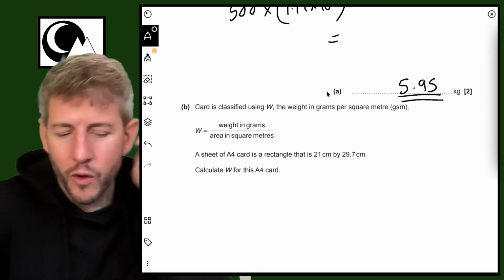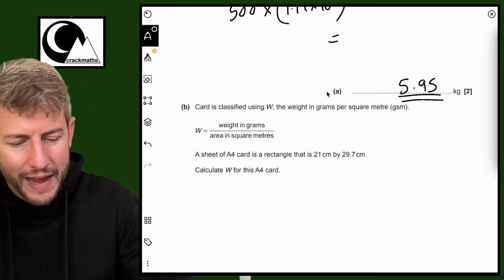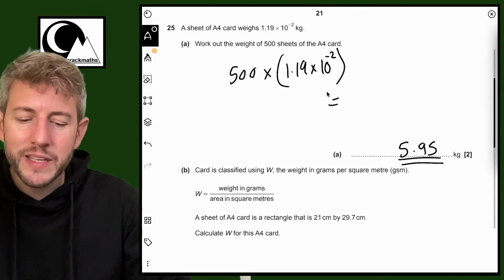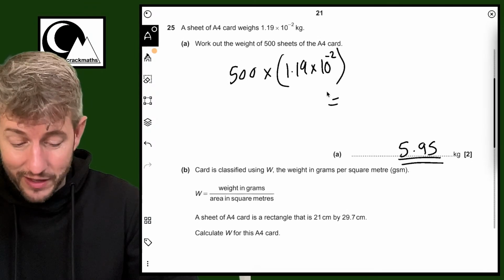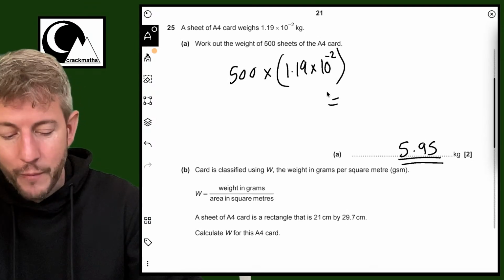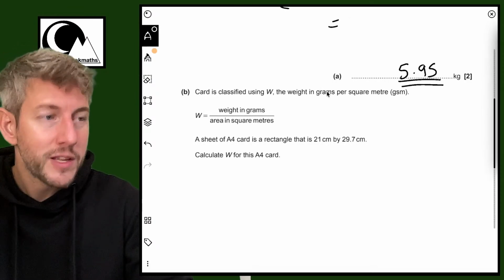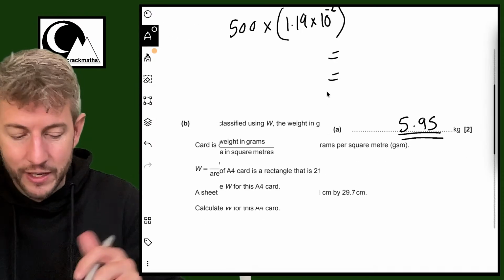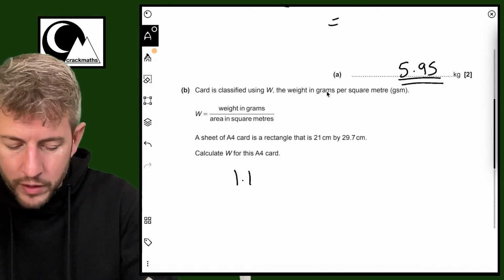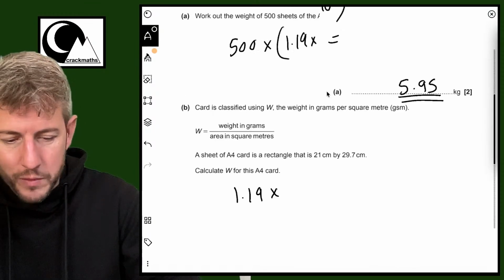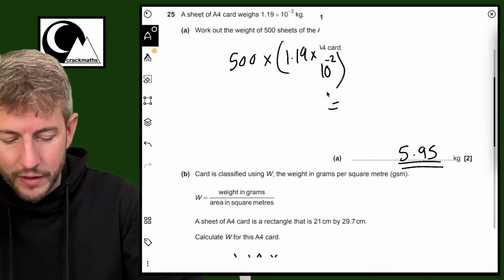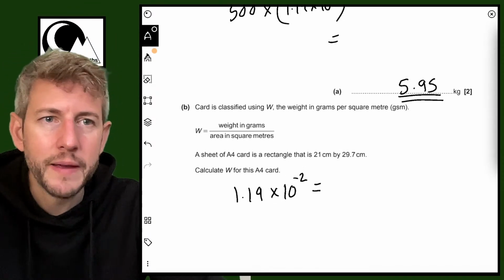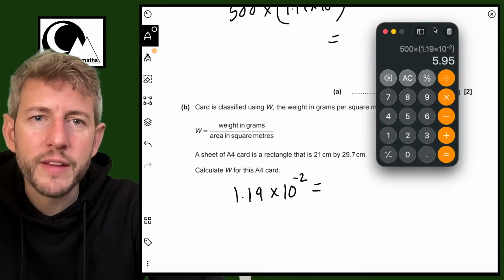Okay, right, so we need to find out, do we have the weight in grams? The weight in grams was given at the start, okay. No, it wasn't given at the start. We've got the weight in kilograms at the start, okay. So we need to get the weight in grams and we need to get the area in square meters, okay. So let's first of all think about the weight in grams. So the weight in kilograms is 1.19 times, what was that? 10 to the minus 2, okay, times 10 to the minus 2. So let's just work out what this is, and then we can think about converting this.